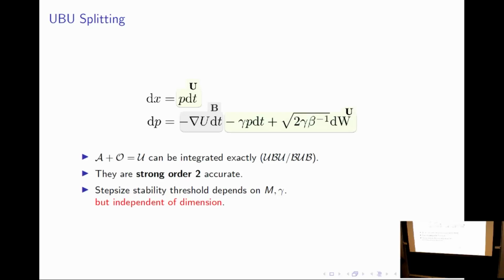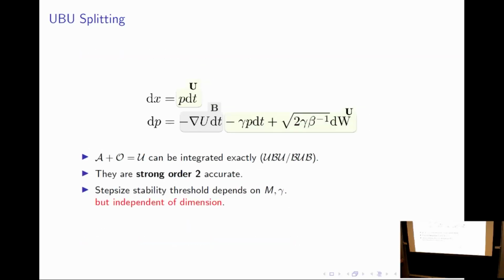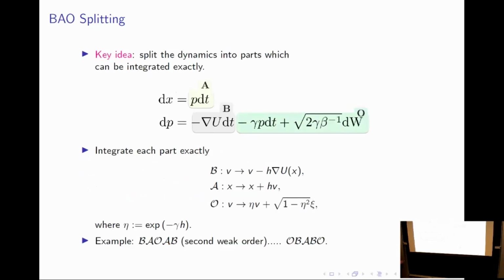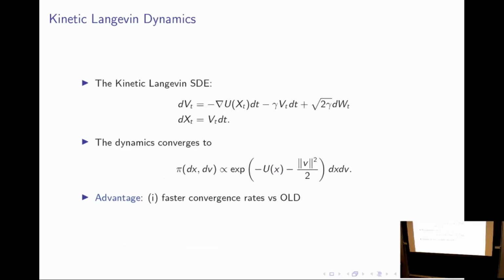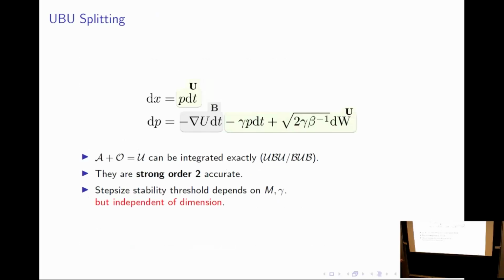And if we do this, then what we have is a splitting scheme which can either be referred to as UBU or BUB. And the advantage of using these methodologies compared to the previous one is that they are strong order 2 accurate. So this gives us further incentive to actually use these schemes when we want to discretize the stochastic differential equation. So this is the exact scheme that we're going to use, which I refer to as UBU.